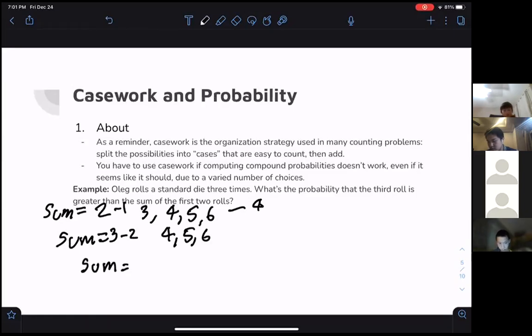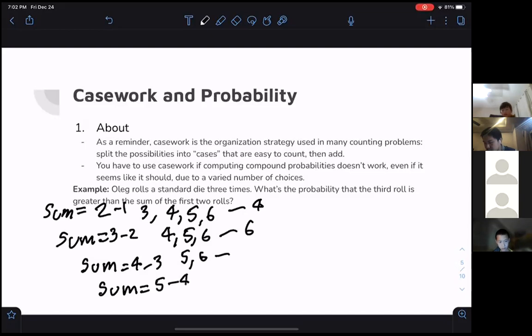For sum 4, the first two can be 1, 3, 2, 2, or 3, 1. And the third die can be 5 or 6. And then 3 times 2 equals 6. If the sum equals 5, then the first two can be 1, 4, 4, 1, 2, 3, and 3, 2, which is 4 ways. And then the third die can only be 6, which gives 4. And then adding them together and then dividing by 6 to the power of 3, then simplifying, is 5 over 54.